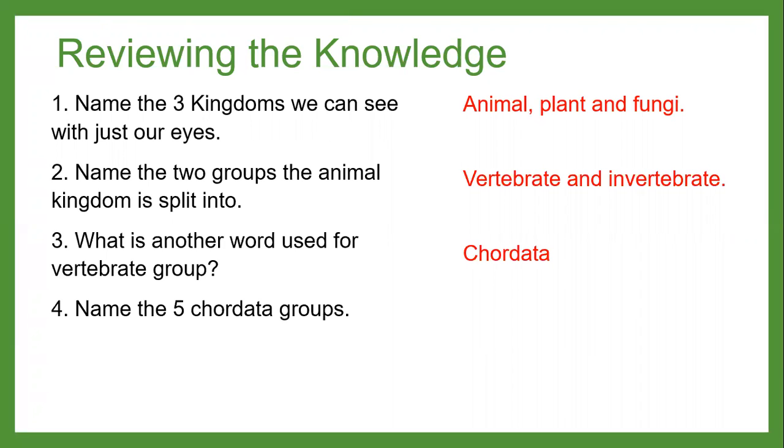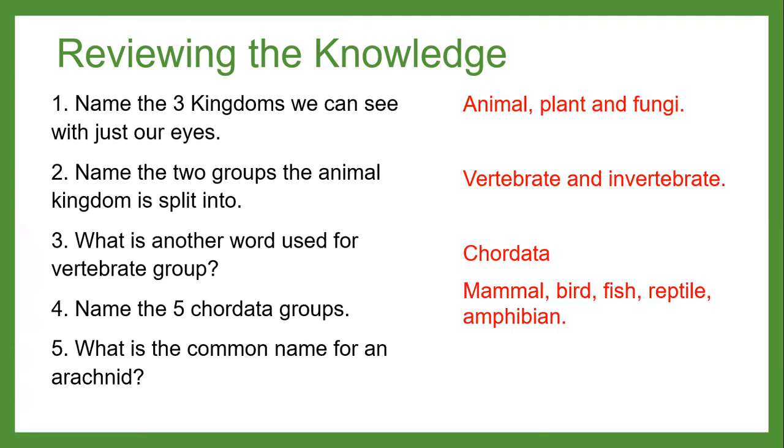Number 4, name 5 chordata groups. The answers are mammal, bird, reptile, fish, and amphibian. Question 5, what is the common name for the arachnid? It is the spider. And if you have a fear of spiders, you have something that is called arachnophobia.